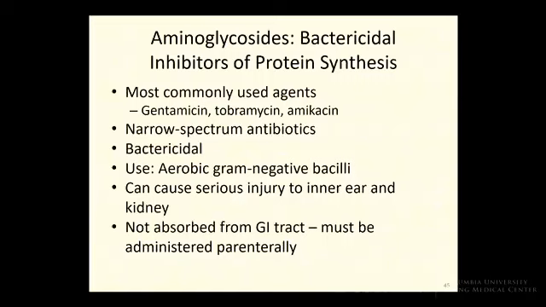Okay. Another class of antibiotics are the aminoglycosides. The aminoglycosides are bactericidal inhibitors of protein synthesis. Most commonly used agents include gentamicin, tobramycin, and amikacin. Okay? And so another confusing thing is that mycin is spelled two ways, right?